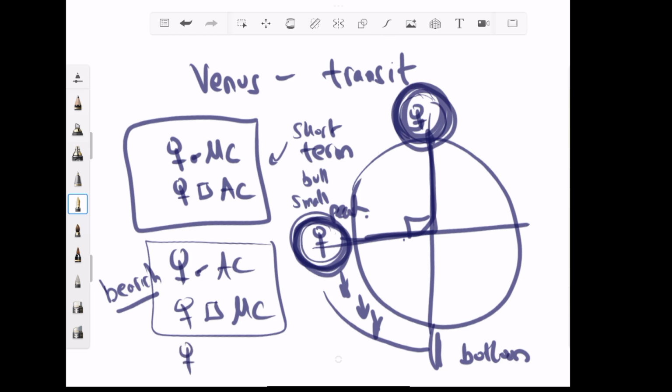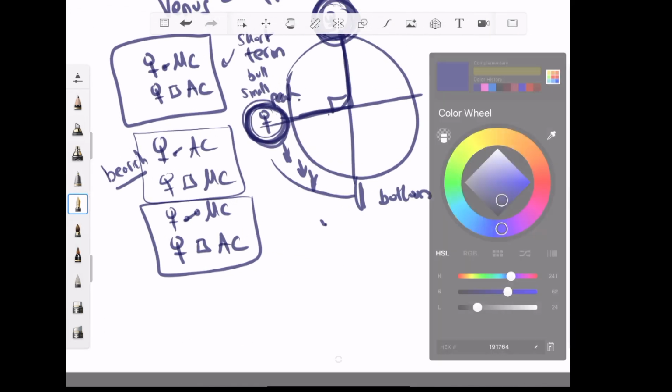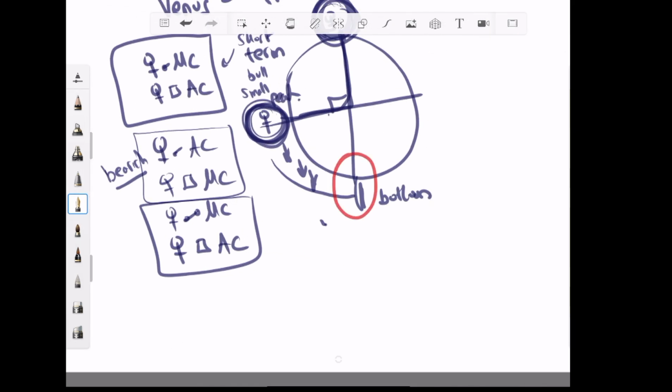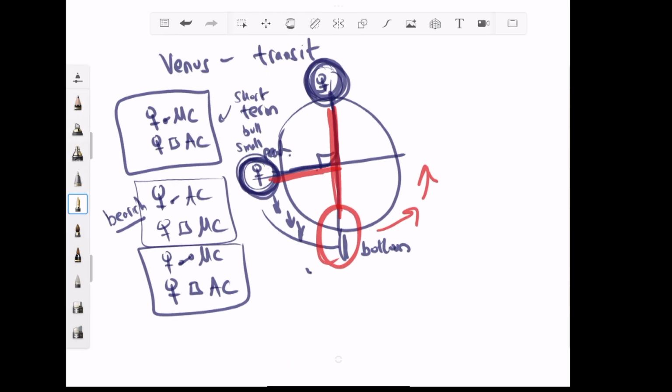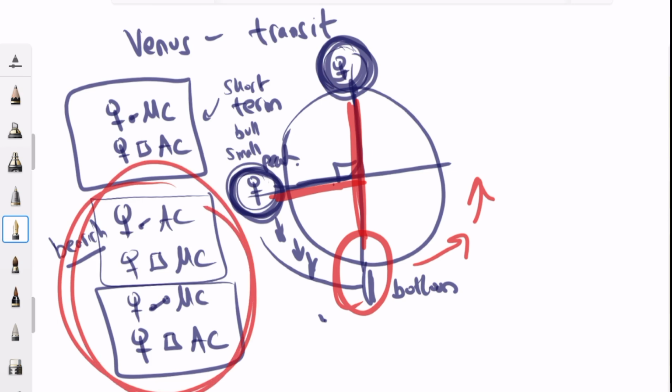But this is probably toward the end of the bearish phase, until here is the bottom, until Venus opposes the MC and again squares the AC. Because when Venus is here, she is opposing the MC and squaring the AC. But from here it is going to go higher, and we need to expect and look visually in the chart where this aspect is actually going, not just by reading those aspects alone.